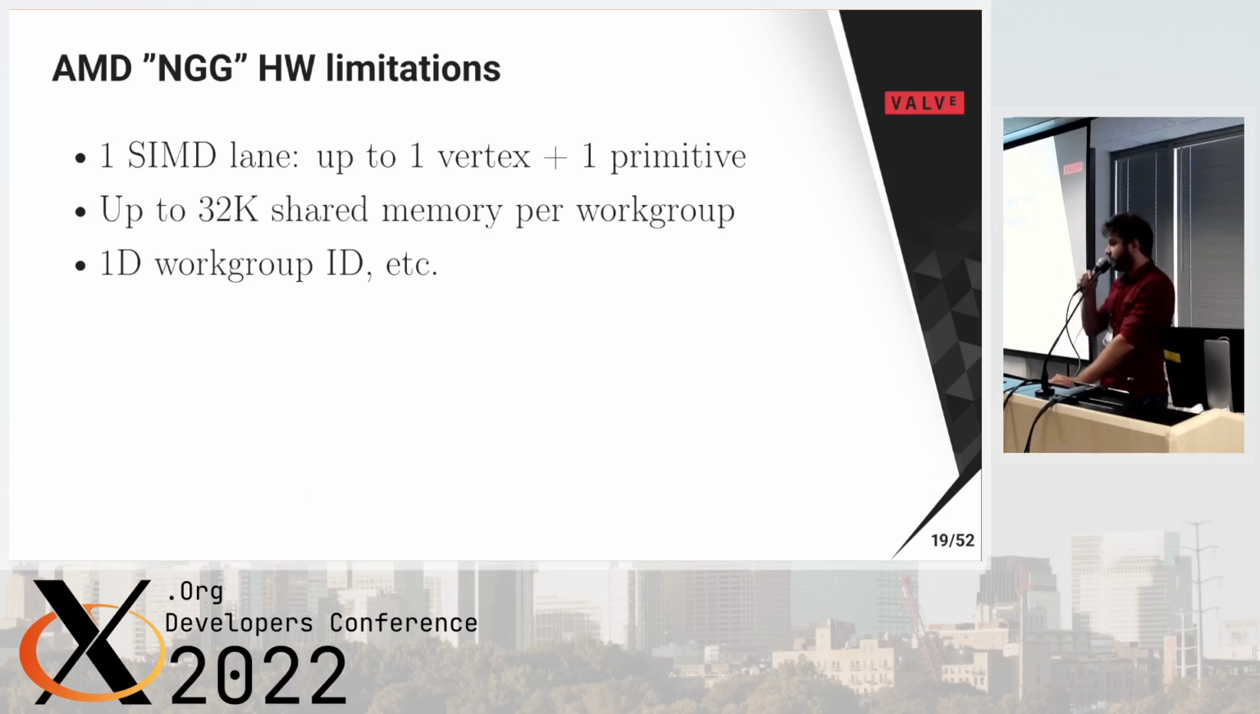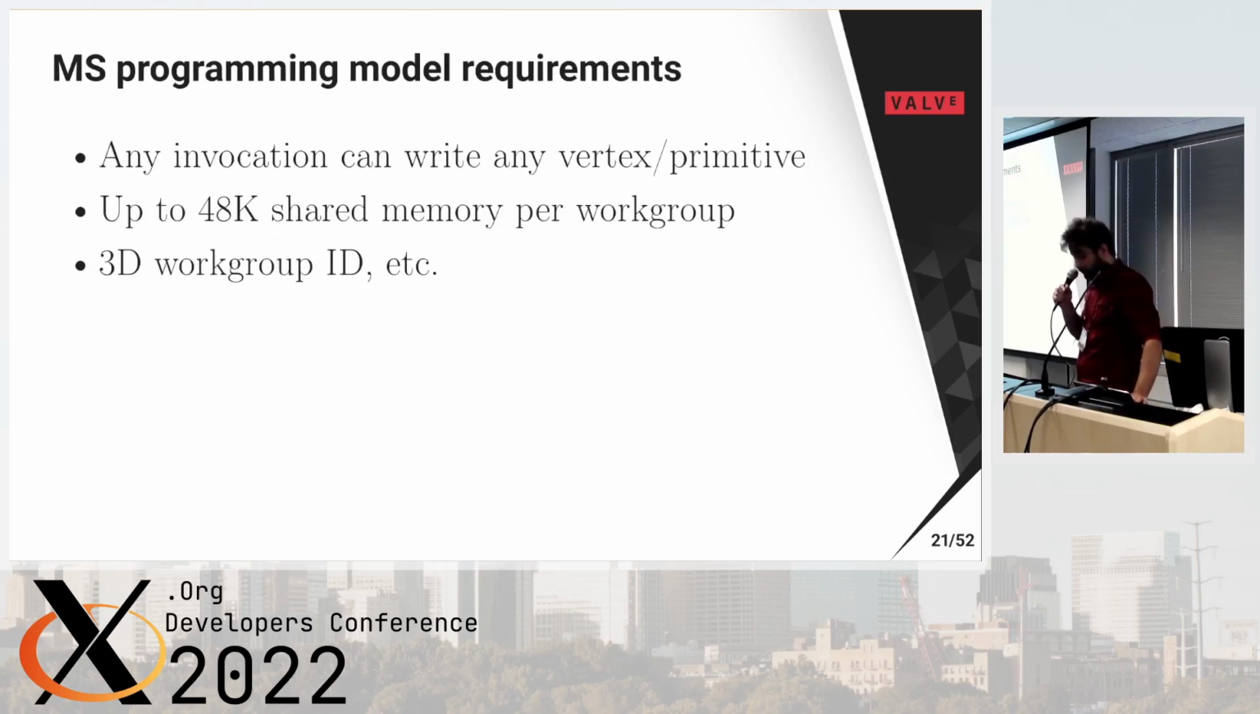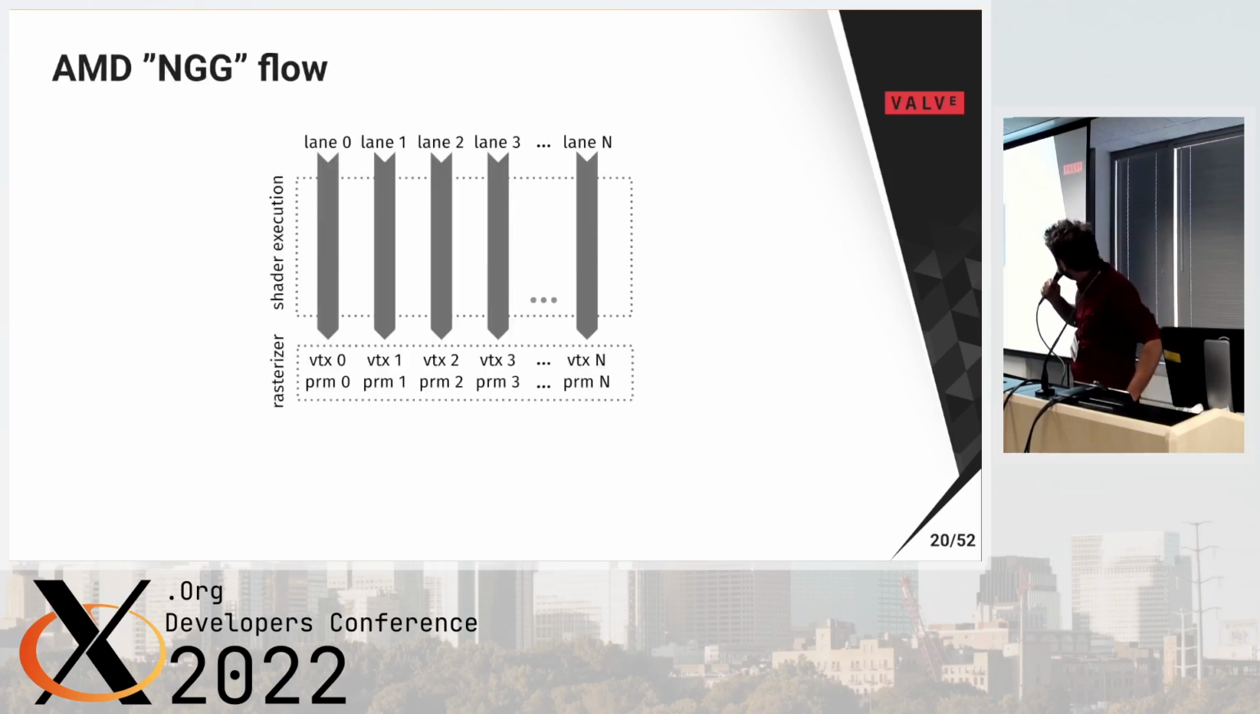And it has some pretty strict limitations compared to the programming model that we showed you before. So on AMD, one SIMD lane can output only up to one vertex and one primitive. And each workgroup only has up to 32K shared memory. And it only has a one-dimensional workgroup ID. So this is the illustration: each lane outputs just one vertex, just one primitive, and that's it.